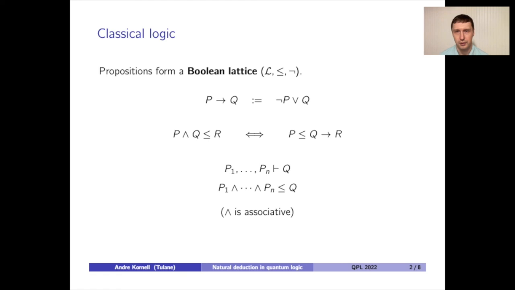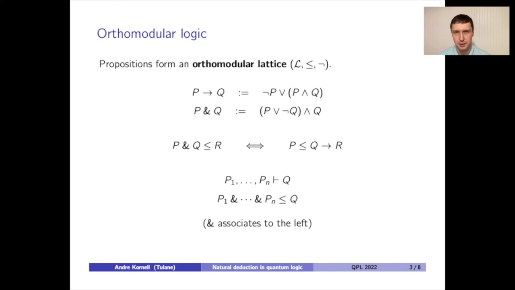In orthomodular logic, the story is very similar. There, by definition, propositions form an orthomodular lattice. And in any orthomodular lattice, we can define two connectives: P implies Q by not P or P and Q, and P and then Q by P or not Q, and Q. And these are, of course, the familiar Sasaki implication and Sasaki projection.